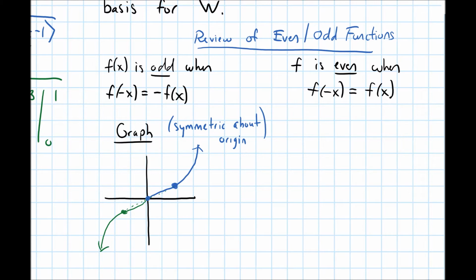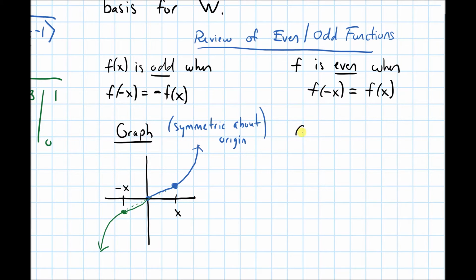In terms of the formula, what this says is that when we plug in negative x into our function, and when we plug in positive x, those outputs, f of negative x and f of x, need to be opposites. That's why there's a negative sign here, and that's what's happening in this graph.